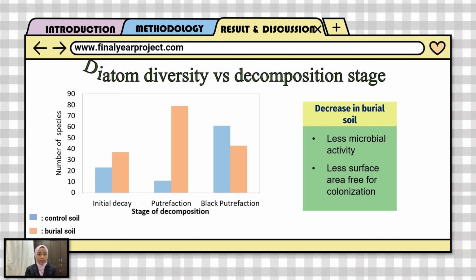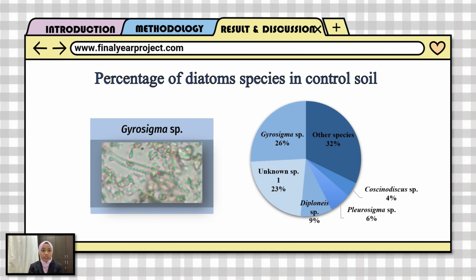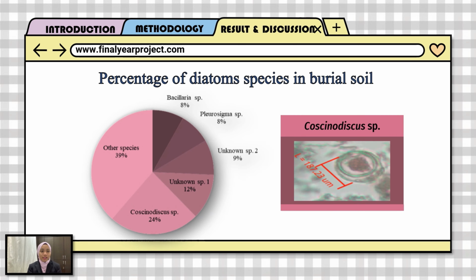This graph of diatom diversity versus decomposition stage shows the decrease in number of species from putrefaction to the black putrefaction stage, where less microbial activity happened. The rich nutrients were released from the pig flesh, and there was less surface area free for colonization. This pie chart indicates the dominant species occupied in control soil, which is Gyrosigma species. Next is the dominant species occupied in burial soil, which is Coscinodiscus species.